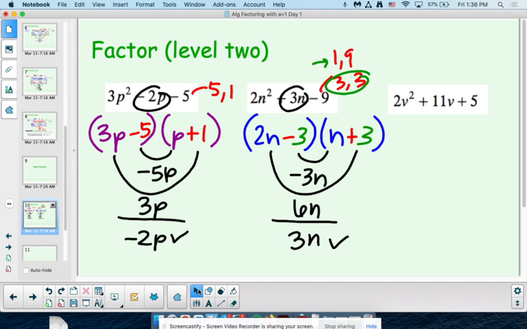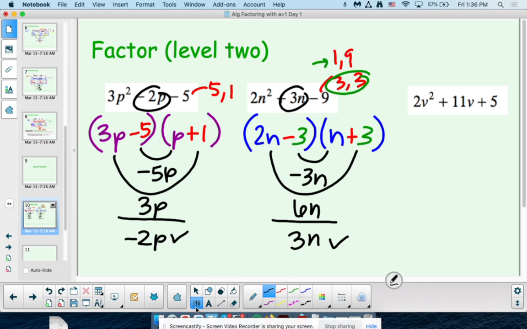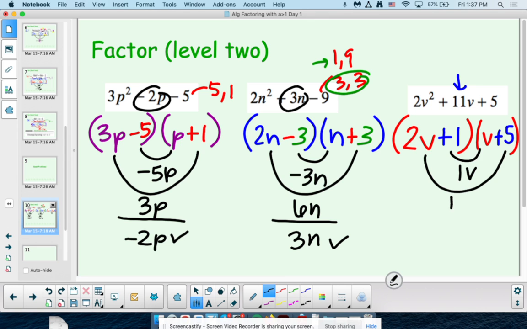Now our last one, kids. All right, let's try it out. To get to a 2v, I need a v and a v. To get to a 5, I only have one option, that's 1 and 5. My signs are plus, plus, which is also nice. Now we just have to get lucky. Again, we have to add 2 and 11. So I'm probably going to want to put the 5 over here so I can multiply it by that 2. So now when we check, I get 1v, 10v, 1v plus 10v is 11v. Heyo, we got it.